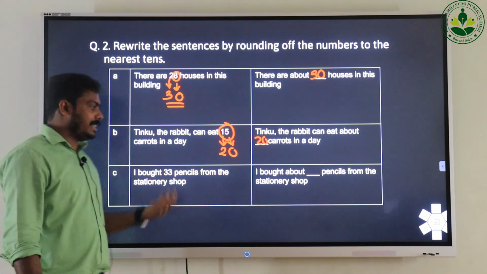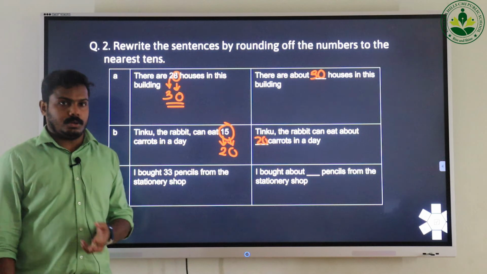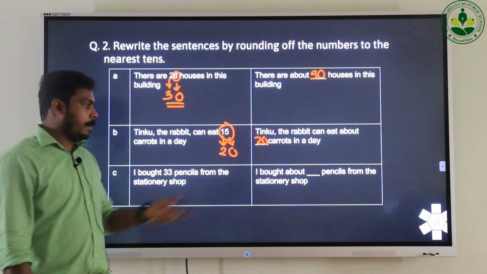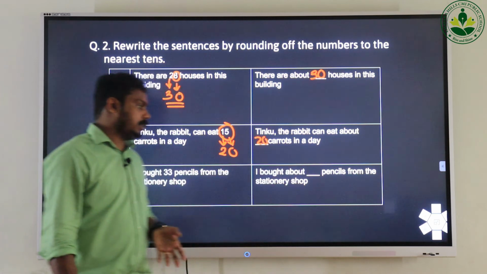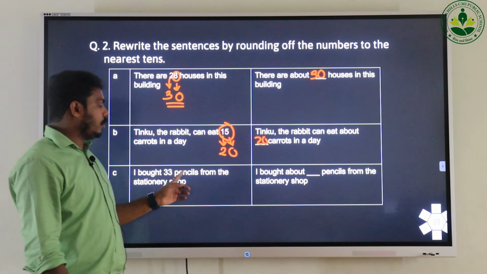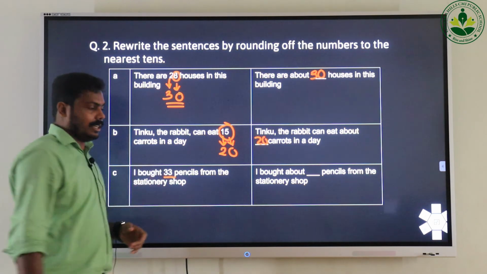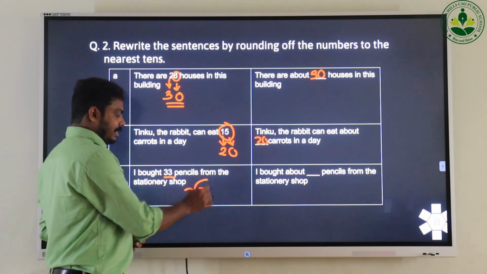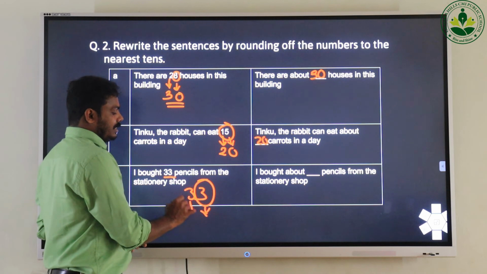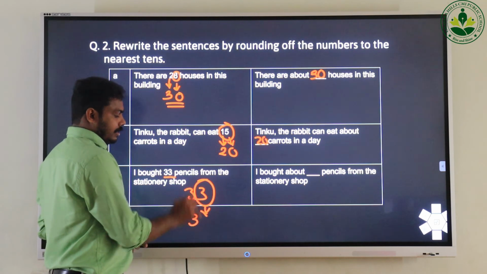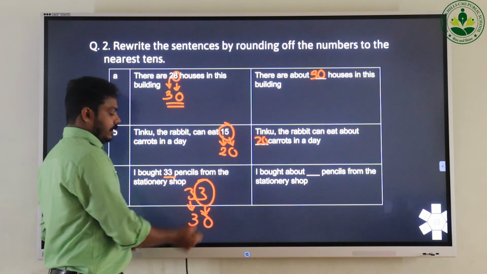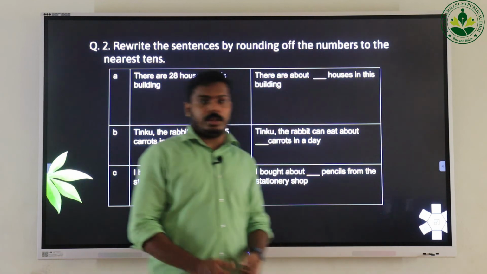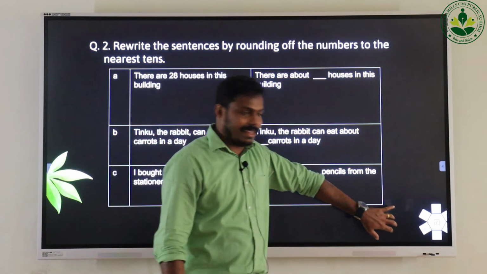Last one, I bought 33 pencils from this stationery shop. I bought about dash pencils from the stationery shop. We need to round off this number 33 to its nearest 10. 33 becomes, ones place digit is 3. So there is no change in tens place digit, and ones place digit becomes 0. So the answer is 30.